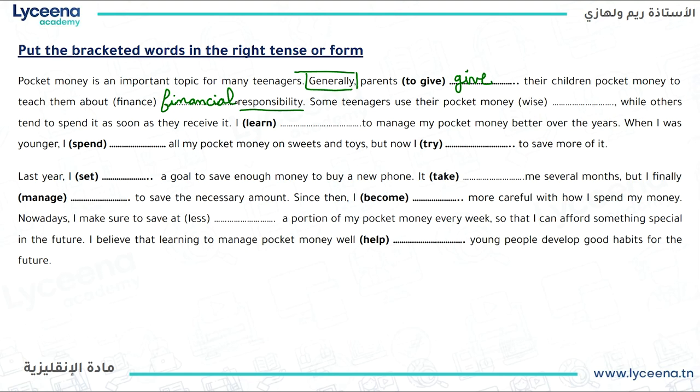Some teenagers use their pocket money wise, while others tend to spend it as soon as they receive it. So, how do some teenagers use their pocket money? Some teenagers use their pocket money how? Wisely. So here we need an adverb. Wise, and you add ly, which is the suffix of the adverb. So this word here is an adverb.